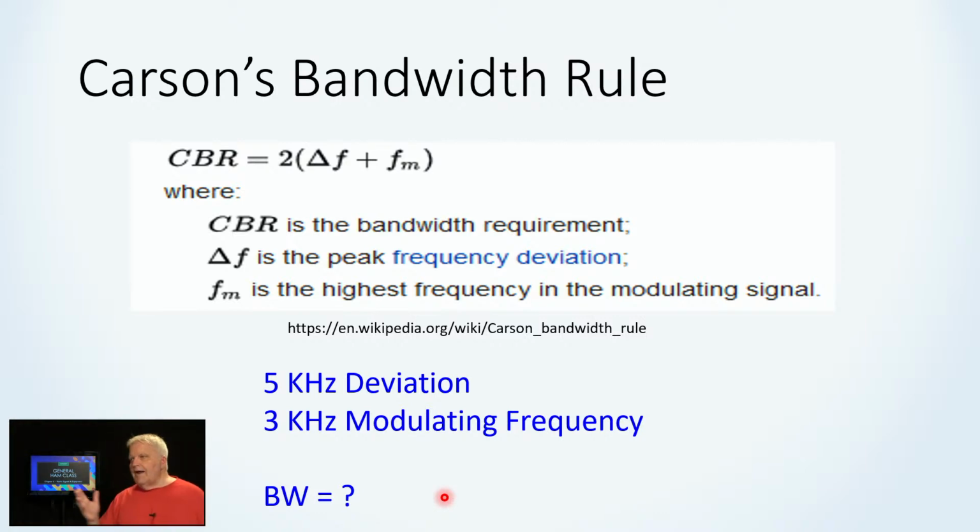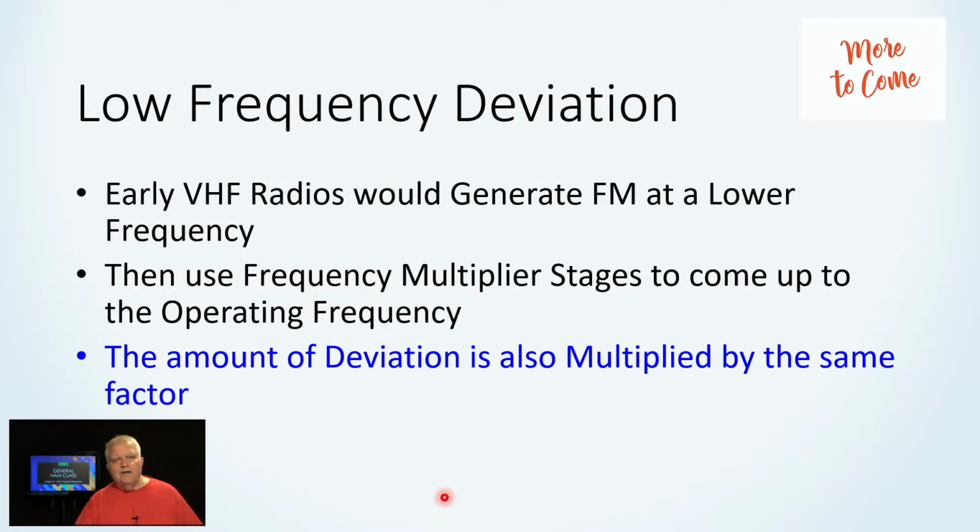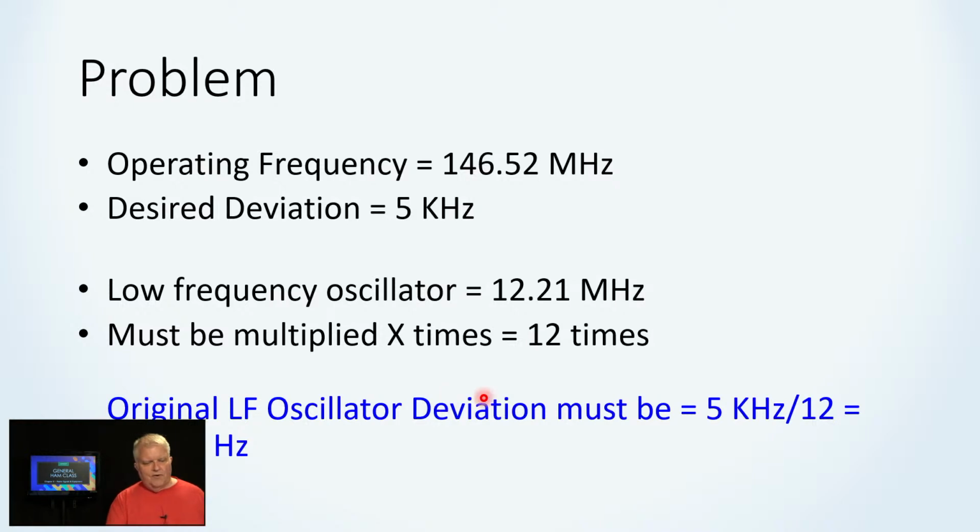All right, remember FM, I talked about those old radios back in the 1950s that used multiplier stages to come up to the operating frequency. Well, they use those stages. Also, the deviation, remember, for FM has to happen at the oscillator stage. And deviation is also multiplied by the same factor. So if you had, well, here's an example. Might be a test question.